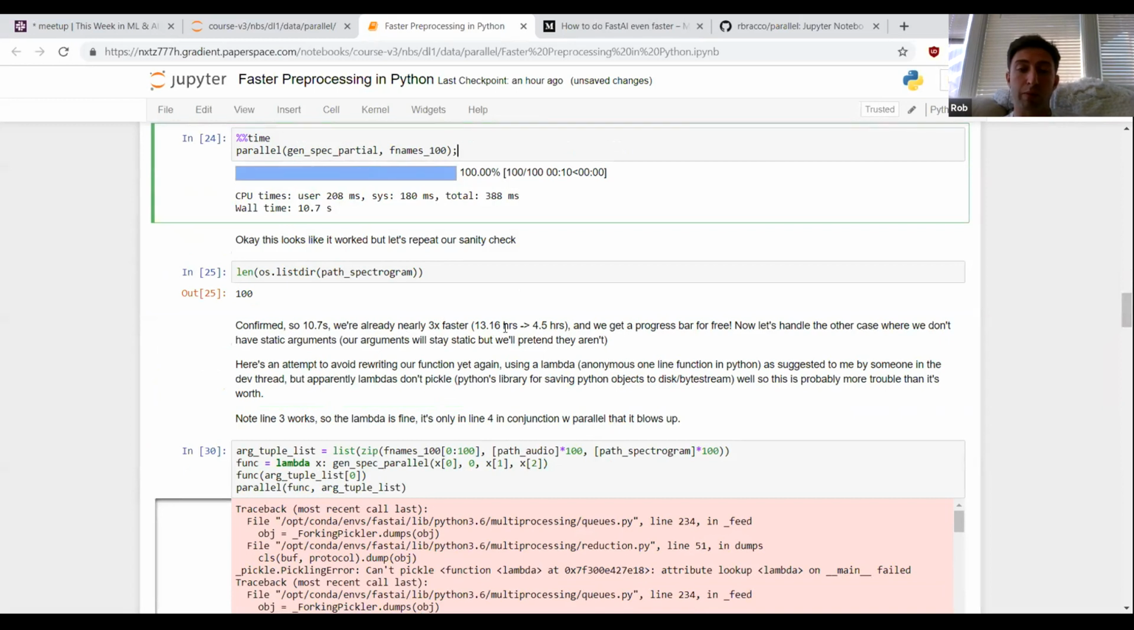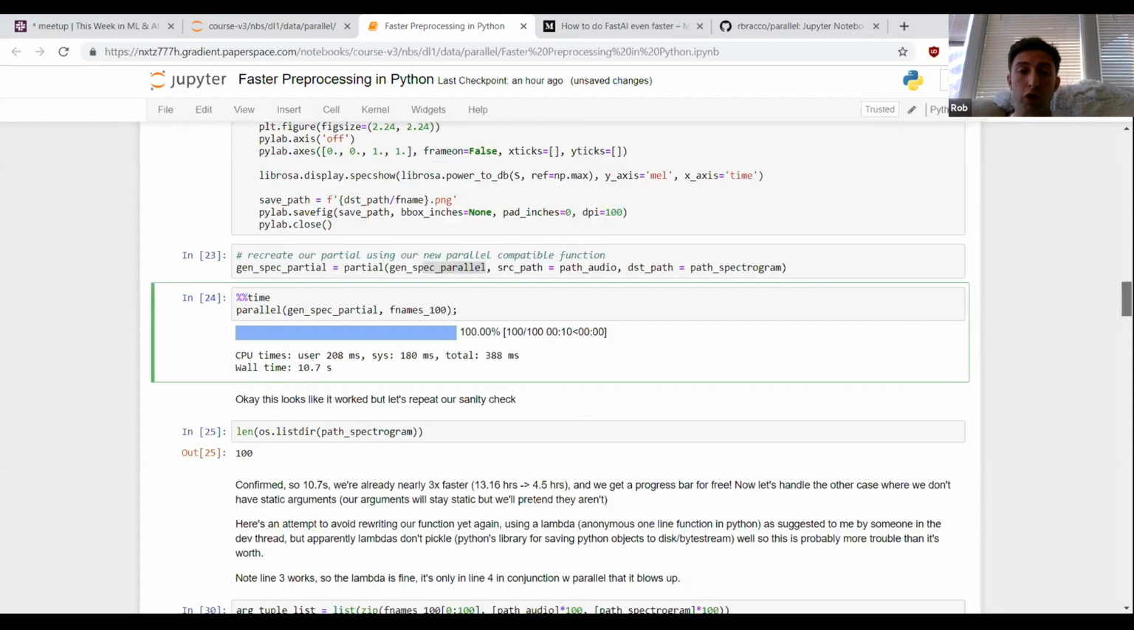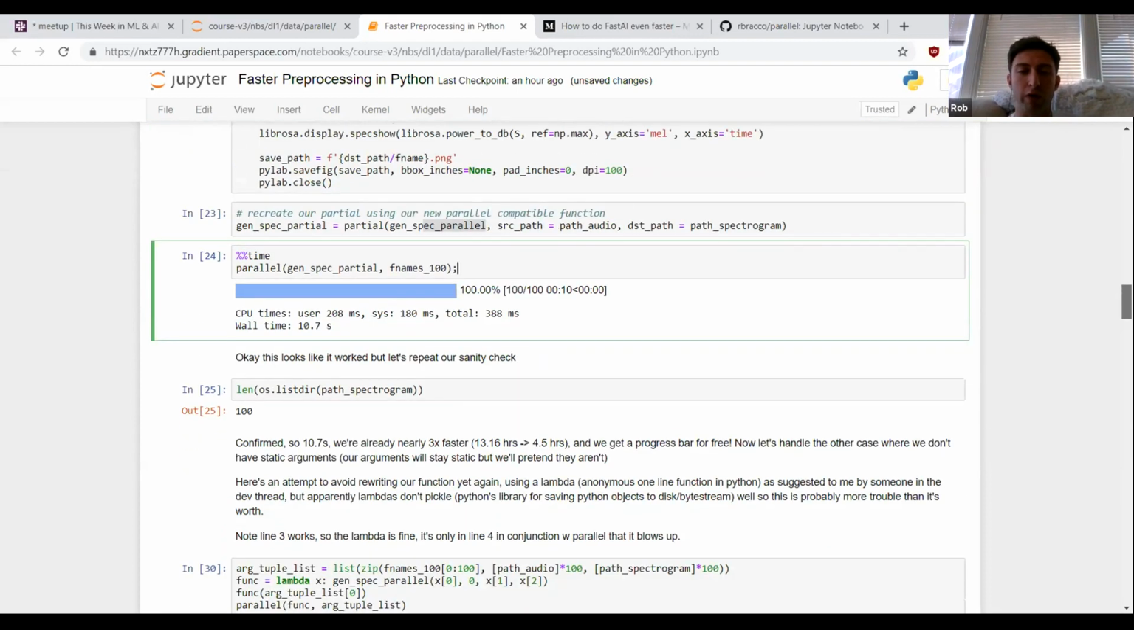That's going to cut down my processing time from 13.16 to 4.5 hours. And you get a progress bar. It's really annoying when you run something that's going to take 13 hours and you don't have a progress bar. So that's pretty much all you need to know to use it. And I feel like I ran over that kind of fast.